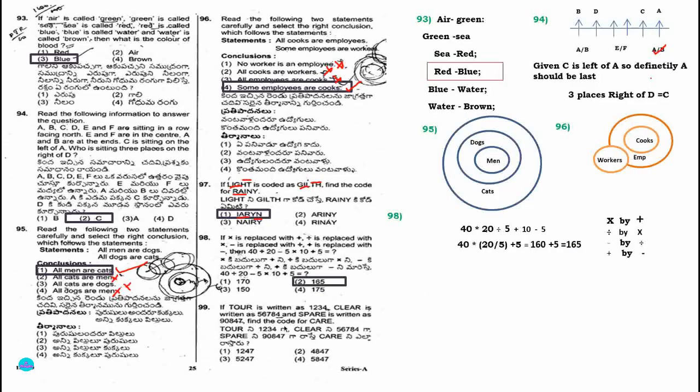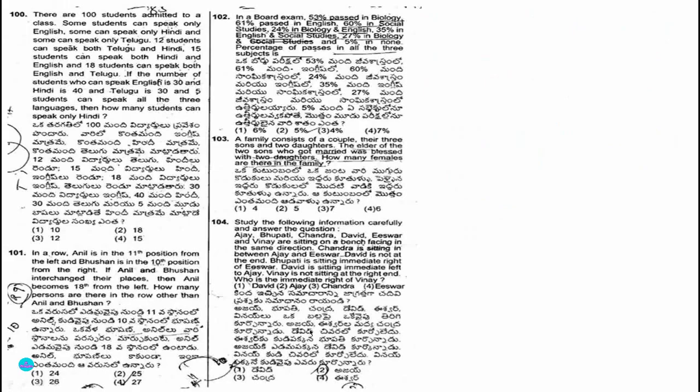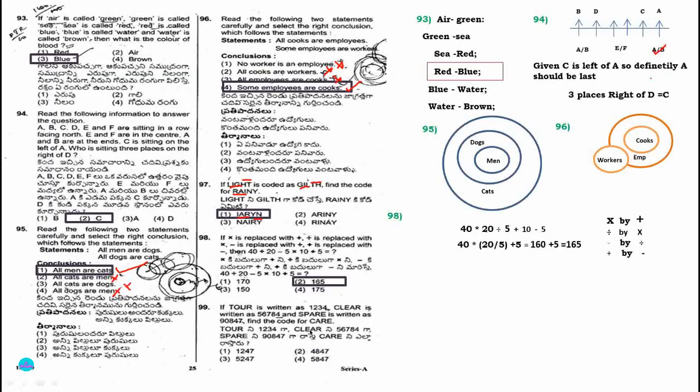Now if tour is written as 1, 2, 3, 4, clear is written as 5, 6, 7, 8, 4. Spare is written as so and so. What is the code for care? The simple thing: for C, what is C here? C here is 5. So first C will be 5. So 5 starting, only these two are there. So these two we cancel. This 2 is wrong. So 5.